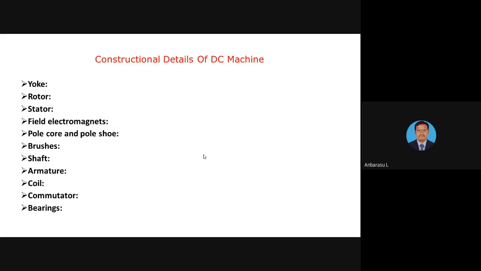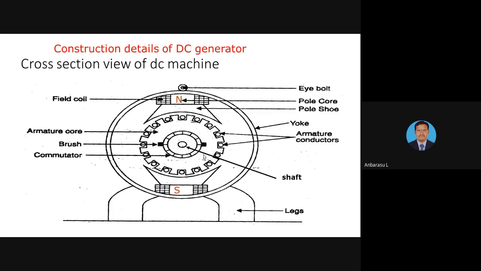So next part, constructional details of DC machines. These are the main parts of the DC machine: yoke, rotor, stator, field electromagnets, pole core, pole shoe, brushes, shaft, armature, coil, commutator, bearings. DC machine here means it is common to both DC generator and DC motor.